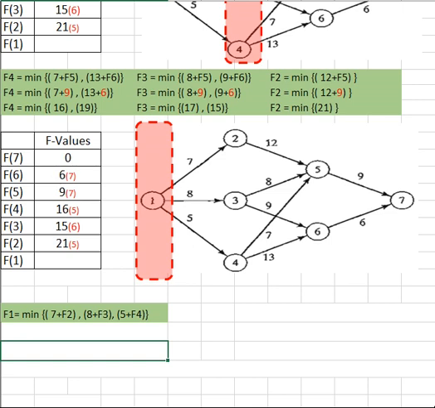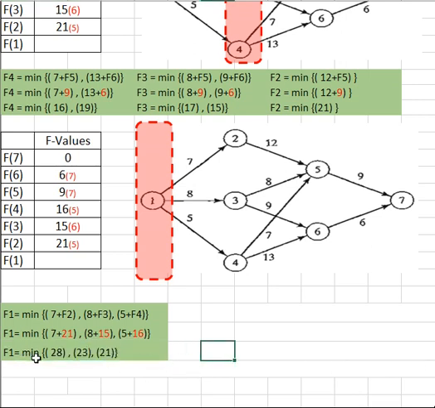Substituting the values from the table, we could get the values of F1 is equivalent to 7 plus 21, 8 plus 15, at 5 plus 16. Simplifying, we could get F1 is equivalent to the minimum value of 28, 23, and 21. Meaning to say, our F1 value is 21. Saan galing si 21? Track nyo lang, from 4.